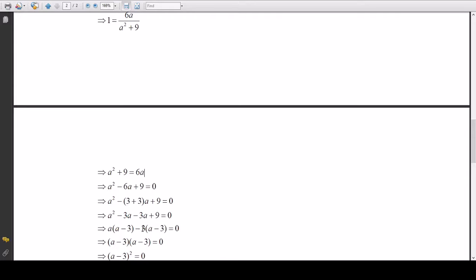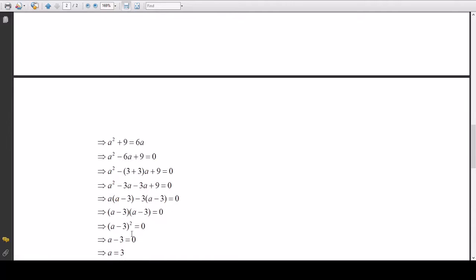Now 3 multiply how much is 9? 3 multiply 3 is 9. That means 9 divided by 3 is 3. Okay, now this term which is in bracket, they are the same. A minus 3 you will take only once. You have a minus 3 multiplied with a minus 3 equals 0, or you can take a minus 3 whole square equals 0.